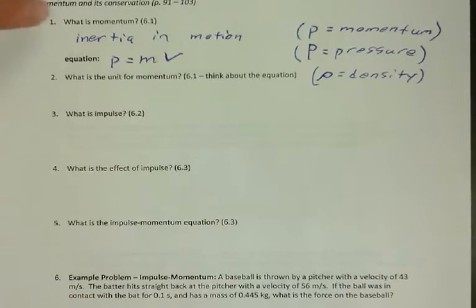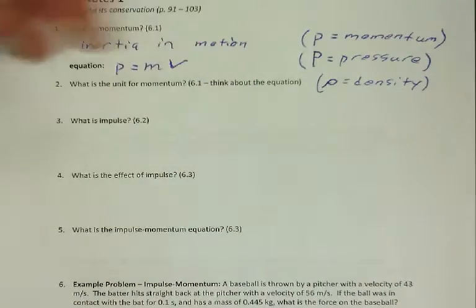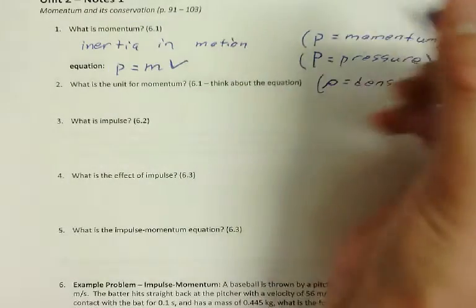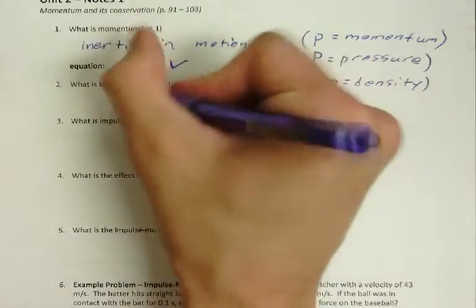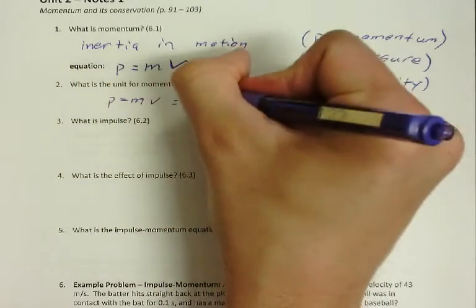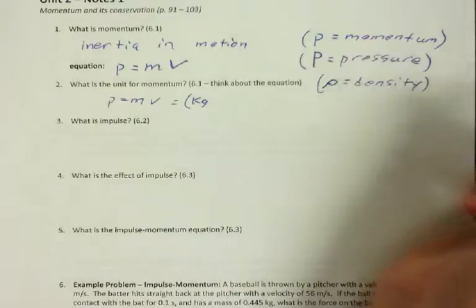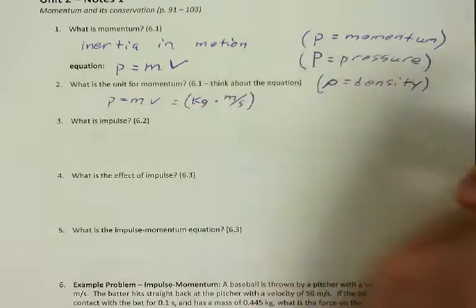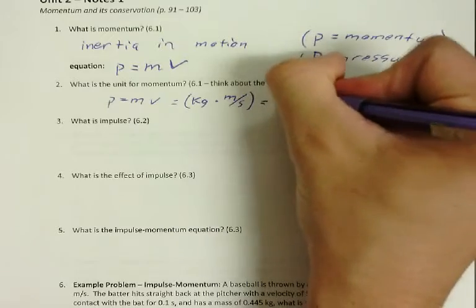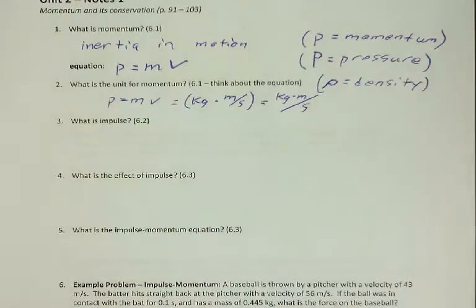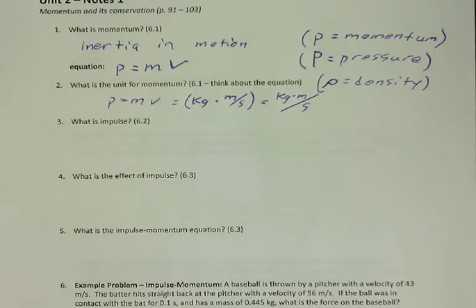Anyway, so that's momentum. Momentum is inertia in motion, or it is mass times velocity for an object. Good. So what's the unit? So the unit is both easy and hard. If momentum is equal to mass times velocity, that means it's equal to kilograms, which is our mass unit, times velocity unit, which is meters per second, which means the unit for momentum is kilograms meters per second. That's the unit for momentum, kilograms meters per second.